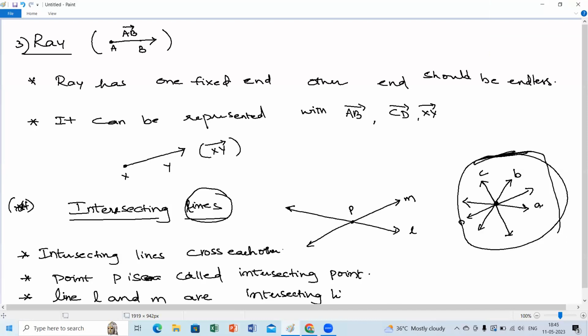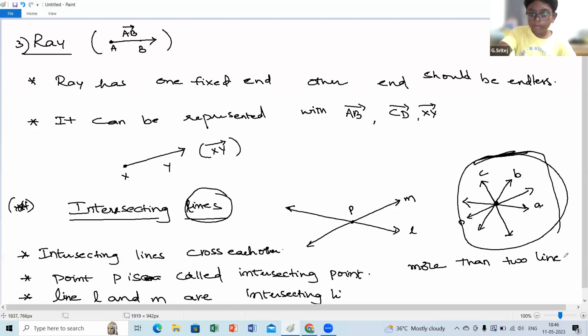What about this case? Ma'am, what did you say? More than two lines intersecting at a point, we can call it as... More than two lines intersect at a point is called dash. Ma'am, transversal lines. Yes, ma'am. More than two lines intersect.